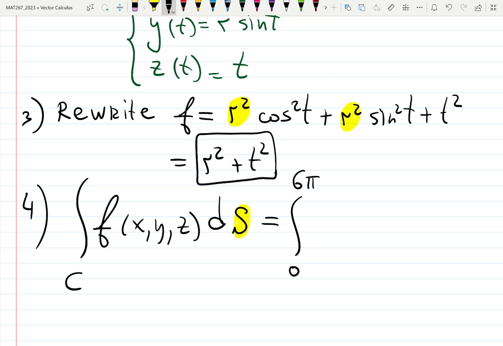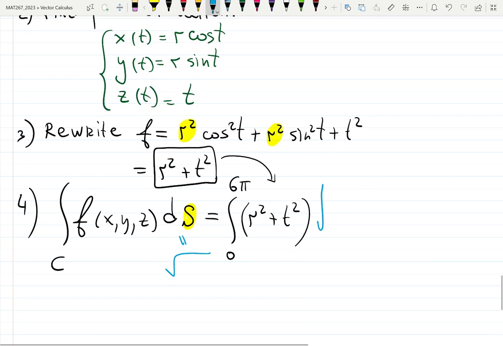F now is written in terms of t. And we simplified it. So it becomes r squared plus t squared. ds has a formula. Remember, it's a huge square root. Huge square root of what? That's the interesting point. I remember there's a dt. Derivative squared plus derivative squared. Right? Derivative of what? Do you remember? Or at least tell me.